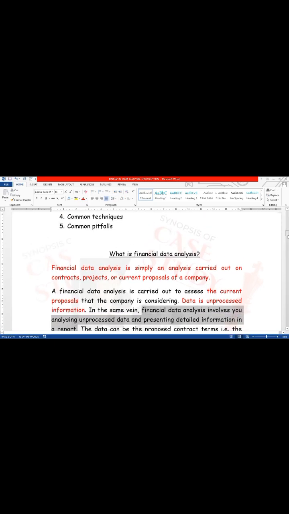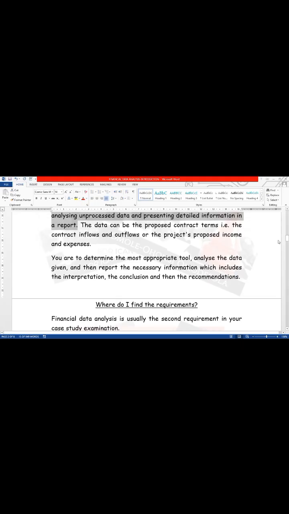So the data can be the proposed contract terms, that's the inflow, outflow, the proposed project income and expenses. So you are analyzing the financial data. You have to determine the most appropriate tool, analyze the data given, and then report the necessary information, which includes interpretation, conclusions, and then recommendations. So that's what you are basically doing in financial data analysis.